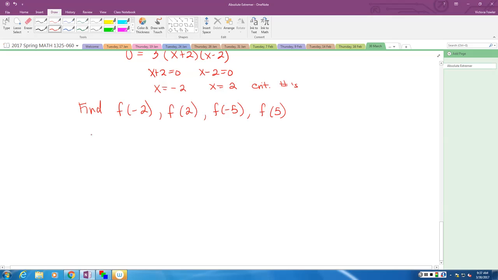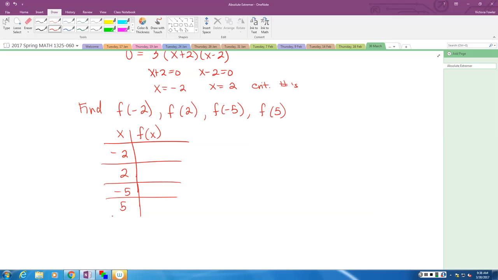So what I maybe recommend doing, just so you can have a nice little table here, is to have a t-chart where you have x and then f of x. And so if I plug in negative 2 and 2 and negative 5 and 5, or if you want to order that from smallest to largest, however you would want to do it with your x, it doesn't matter. I just need to be able to look at this quickly. I can use my calculator if I want.